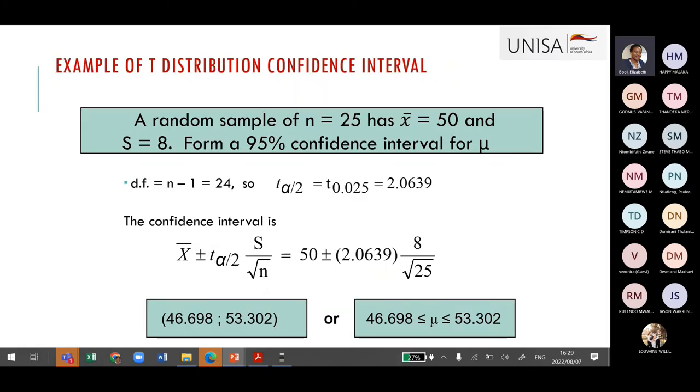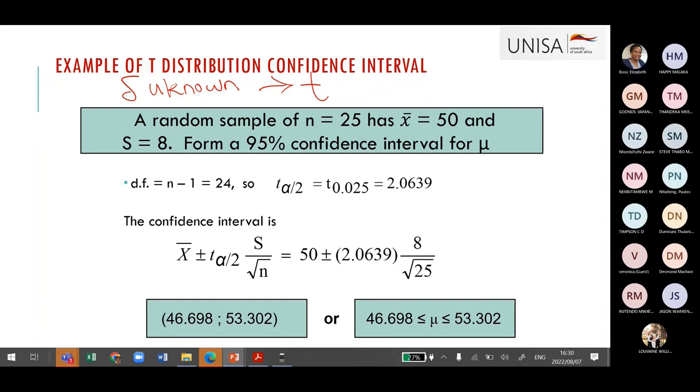Right. So let's look at an example. A random sample of n equals 25 has a mean of 50 and a standard deviation of 8. As you can see here, because they gave it to us in symbol format, it's easy to identify that this is a sample standard deviation. So our population standard deviation is unknown, which means we're going to use the t distribution table. To find the critical value of a t distribution, we use the degrees of freedom. n is 25, 25 minus 1 is 24. Your t alpha divided by 2, alpha of 0.05 divided by 2 is 0.025. We did find this critical value and it was 2.0639 on the table.